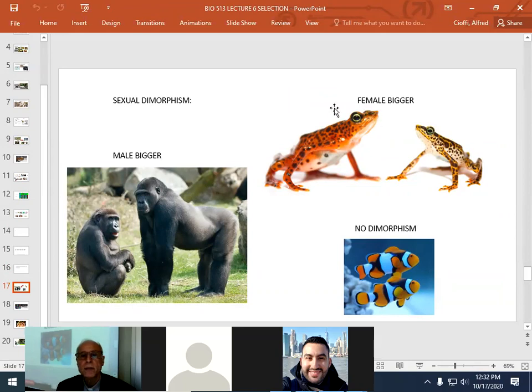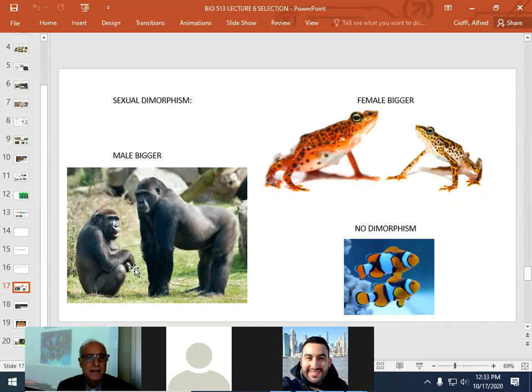In other animals, the female is larger, as in the case of many amphibians and fish also. But sometimes there is no dimorphism, okay? Where the male and the female look identical and we cannot tell them apart from the shape. I mentioned chimpanzees, for example. Humans, we have very moderate dimorphism where the male is slightly larger or taller than the female, okay? And it's called moderate dimorphism. This one is more drastic or exaggerated.